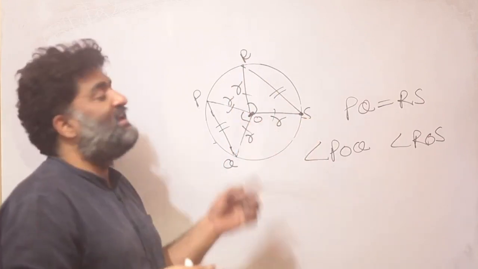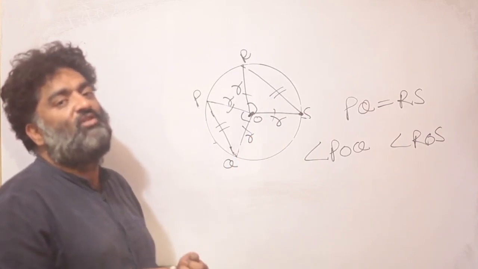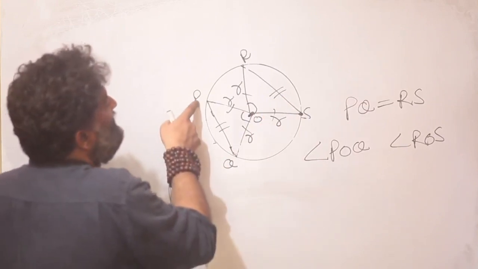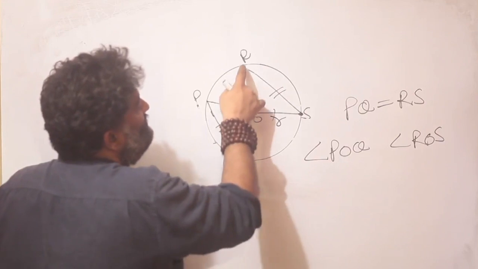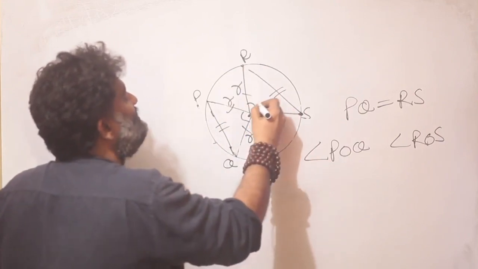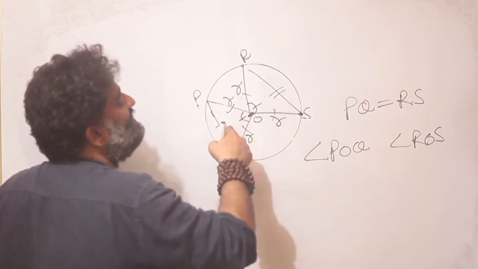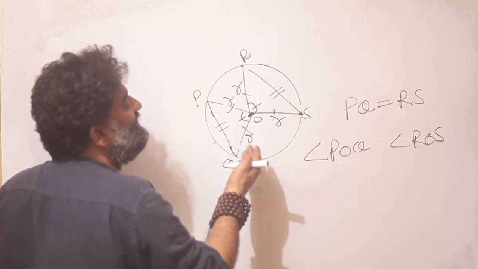And once I know that these two triangles are congruent, I know all corresponding parts are going to be equal. I already know the corresponding sides are equal. PQ corresponds to RS. So the angle in front of PQ, the angle in front of RS, they will also be equal to each other. Because once these two triangles are proven equal, all the sides and all the corresponding angles are going to be equal to each other.